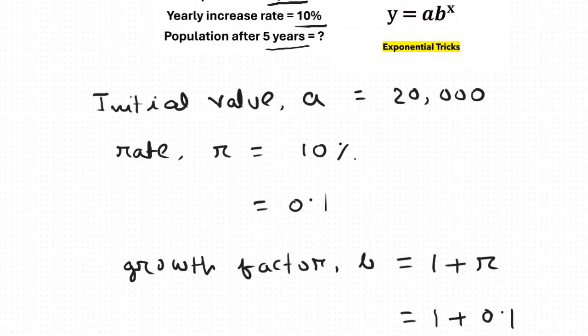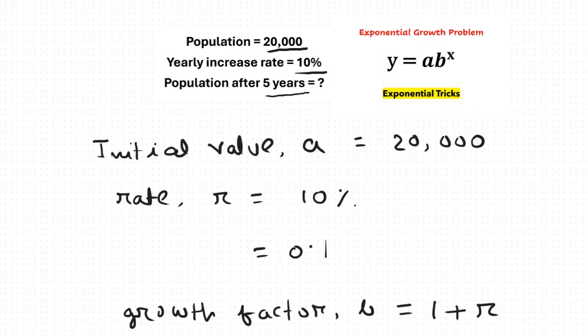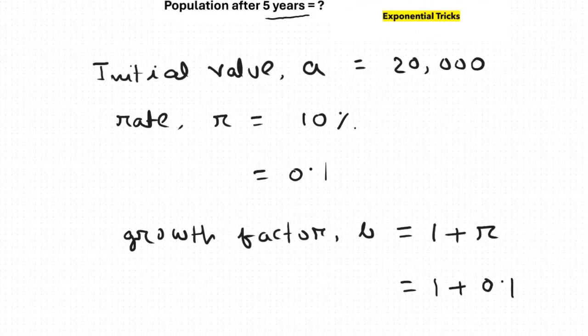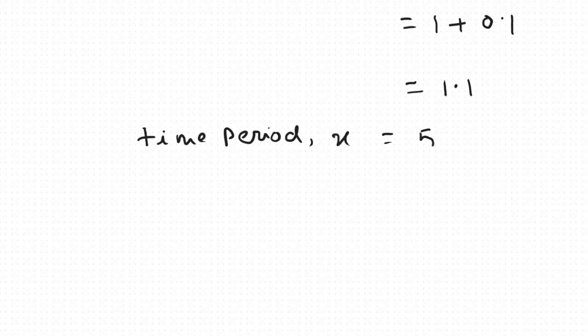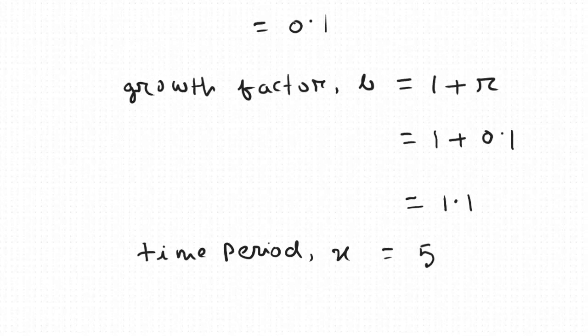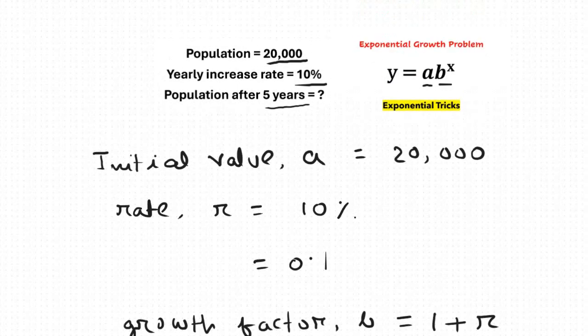So we got the initial value, which is a, the growth factor b, which is 1.1, and the time period given here is x equals 5, because we need to find the population after 5 years. So now putting the values, we'll get the value of y, which is the population after 5 years.